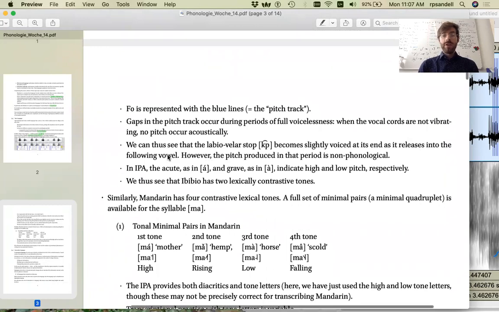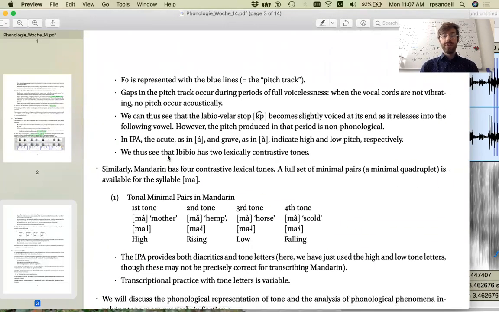Similarly, Mandarin Chinese exhibits four contrastive lexical tones, and using the syllable ma, we can see this set of contrasts. So here are the words themselves, the words for mother, hemp, horse, and the verb scold, which I've transcribed using diacritics. So these would be a high tone, a rising tone, a low tone, and a falling tone. The traditional terms in Chinese linguistics are the first, second, third, and fourth tones.